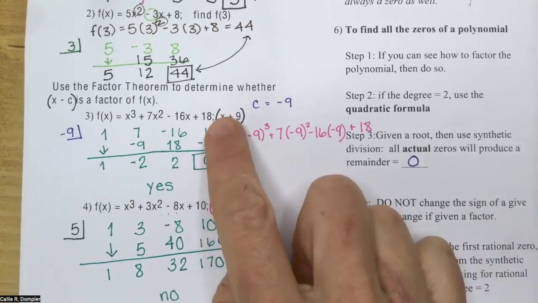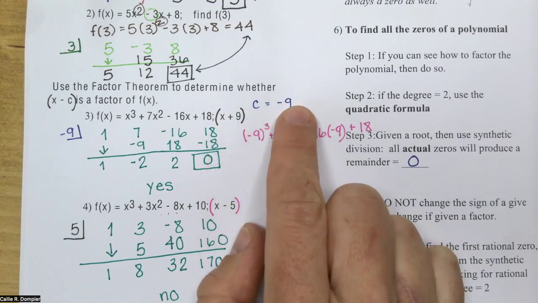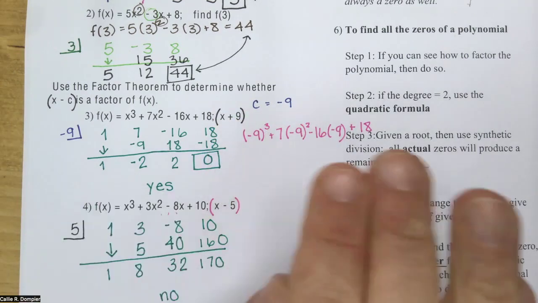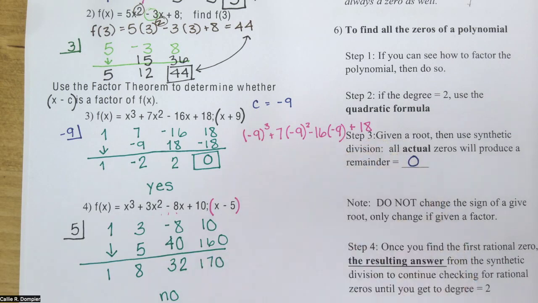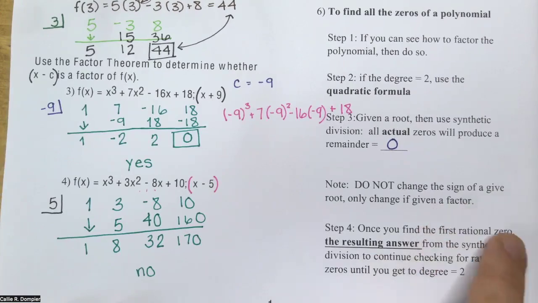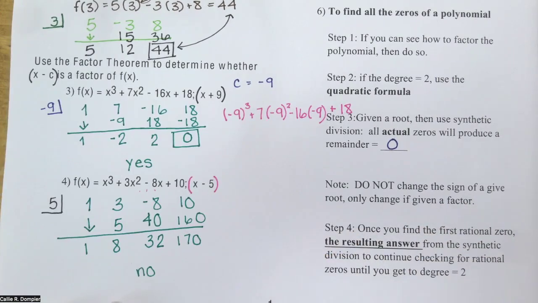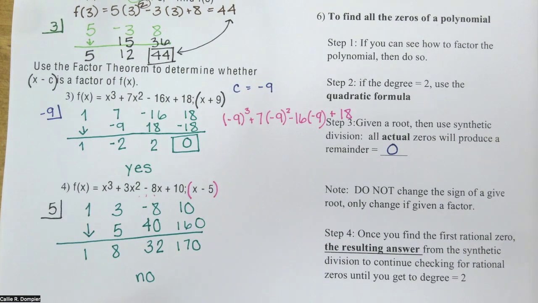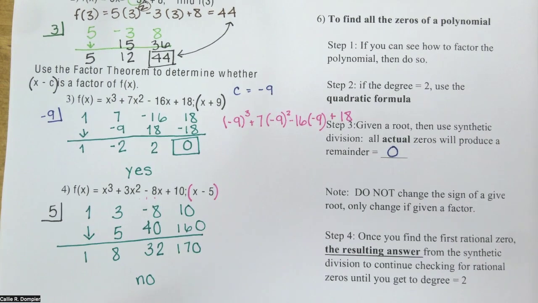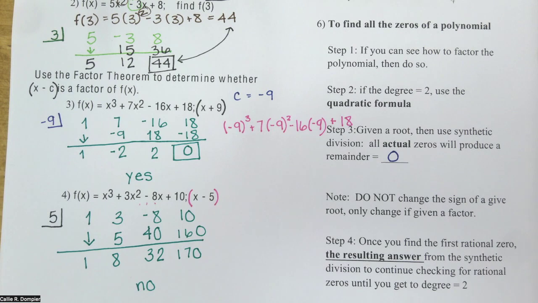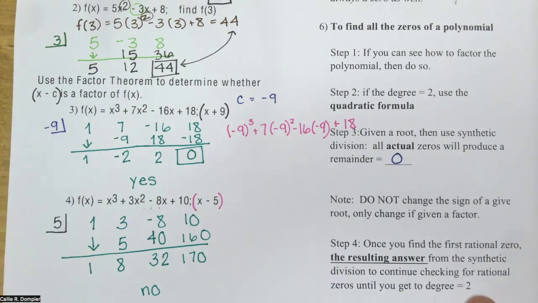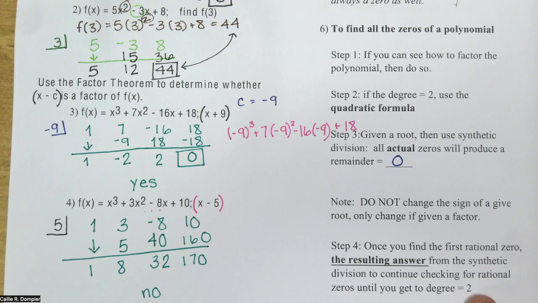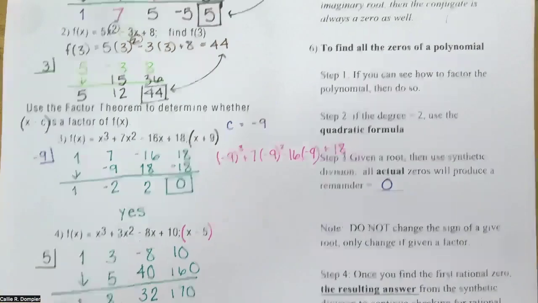So that's what we just went over. If you have the factor, you change the sign. If you're just given x equals negative 9, don't change the sign because you're not being given a factor, you're being given the actual 0, okay? Once you find the first rational 0, the resulting answer from synthetic division will give you the next polynomial, so you can continue checking for rational zeros until you get to a degree of 2. Once you get to the degree of 2, you can either factor it into 2 different binomials or use the quadratic formula, okay?